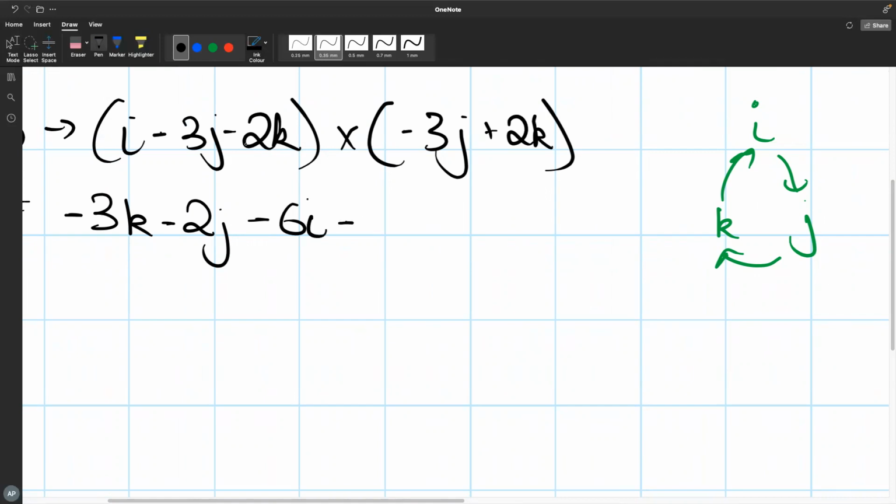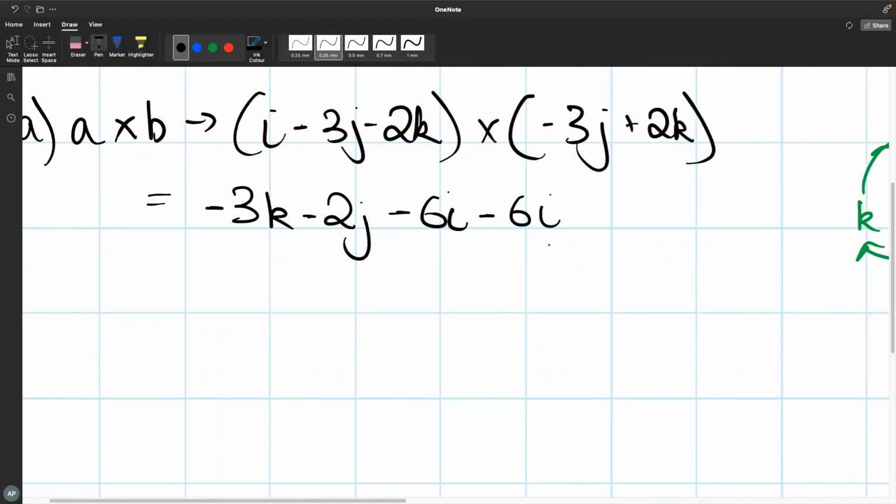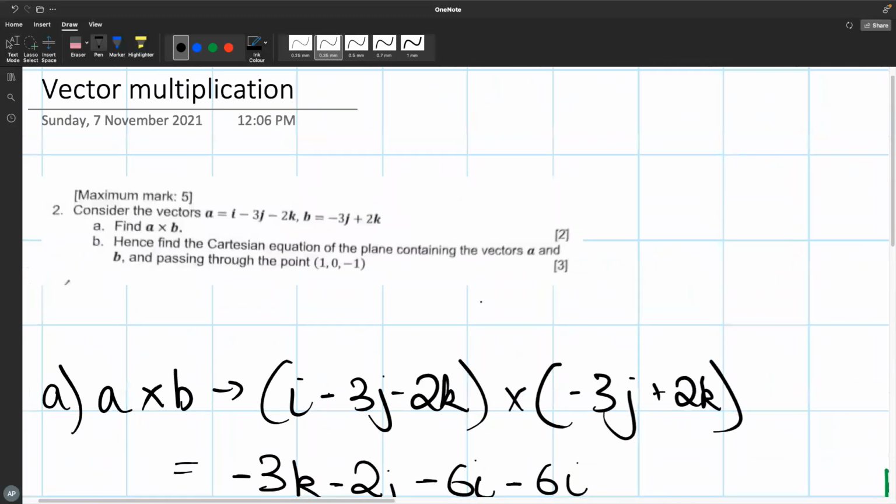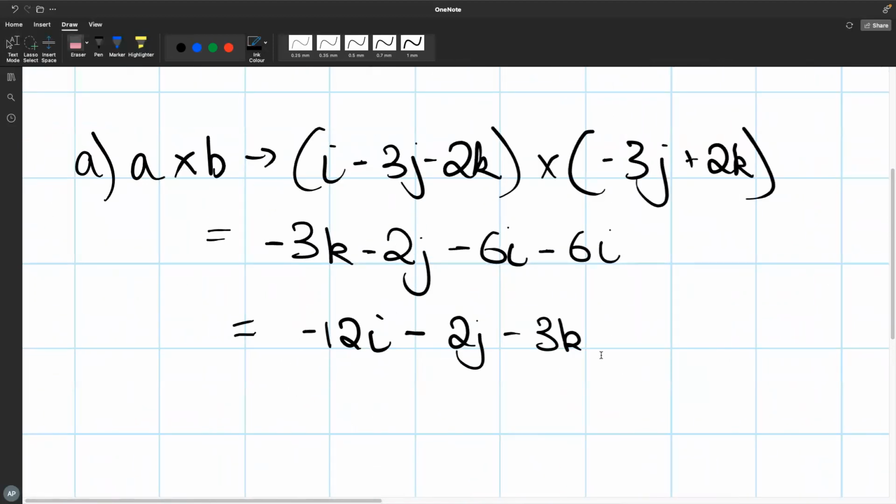Finally, we get minus 2k crossed with minus 3j. Minus 2 times minus 3 is 6, but because we're going backwards, we get an additional minus, so that gives us minus 6i, and k cross k gives us 0. So that is going to be our values for this multiplication. We can simplify that. We get minus 12i minus 2j minus 3k. So that is the first part of this question done, and that is worth 2 marks.